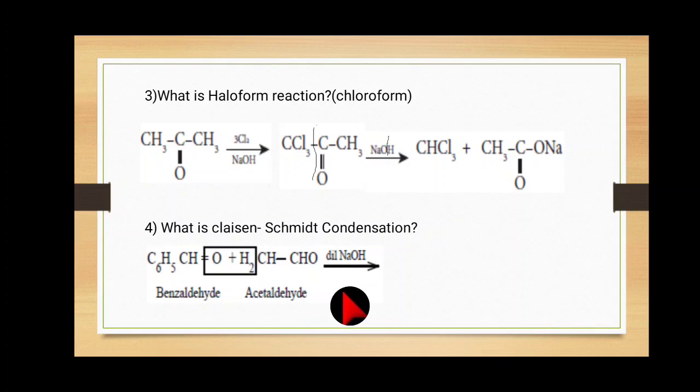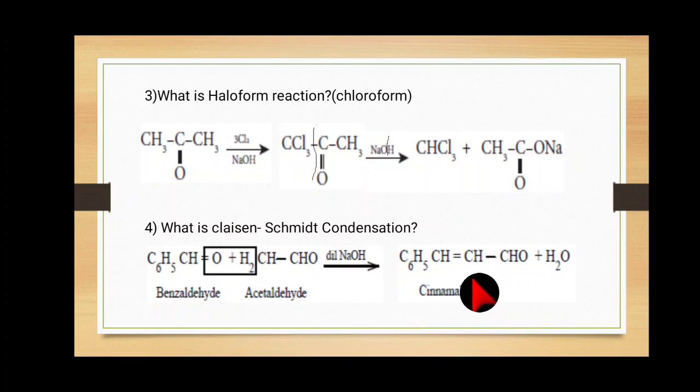Now benzaldehyde condenses with the aliphatic aldehyde, acetaldehyde, in the presence of dilute sodium hydroxide at room temperature to form an unsaturated aldehyde. What is that unsaturated aldehyde? Cinnamaldehyde. Actually, from acetaldehyde 2 hydrogens and from benzaldehyde O are removed as water, so we get cinnamaldehyde, right? That is called Claisen-Schmidt condensation.